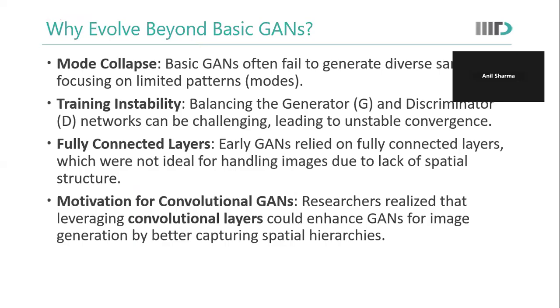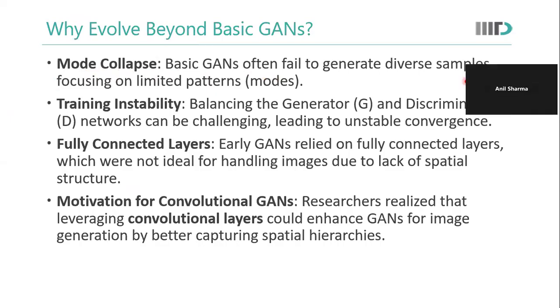Let's see how we evolved beyond the basic GANs. There are several problems we see in normal GANs. One common problem is mode collapse. The basic GAN often fails to generate diverse samples, focusing on limited patterns. So the GAN generates the same type of data, only a few modes. It is not able to generalize to the different modes of the distribution.